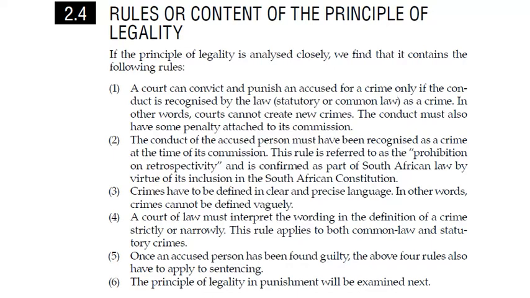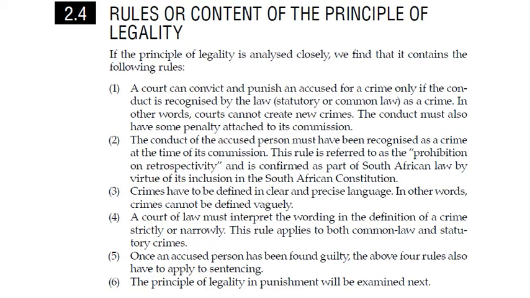3. Crimes have to be defined in clear and precise language. In other words, crimes cannot be defined vaguely. A court of law must interpret the wording in the definition of a crime strictly or narrowly. This rule applies to both common law and statutory crimes. Once an accused person has been found guilty, the above four rules also have to apply to sentencing. The principle of legality in punishment.